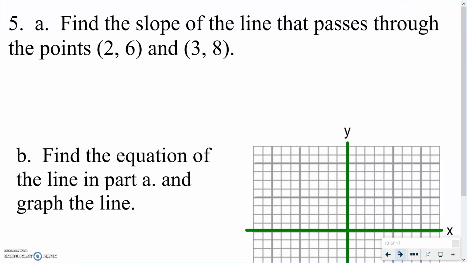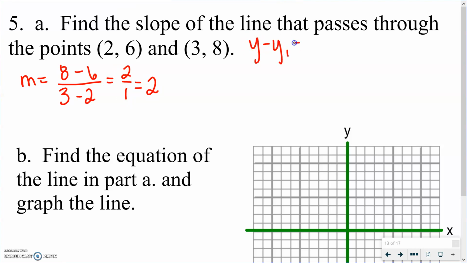So we're going to find the slope of a line that passes through these 2 points. I'm going to do y2, so 8 minus y1, which is 6, and then x2, which is 3 minus 2. So 2 over 1, which is the same as 2. And then we want to find the equation. So we're going to use point slope form and then get it into slope intercept form.